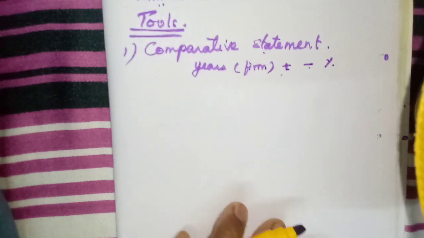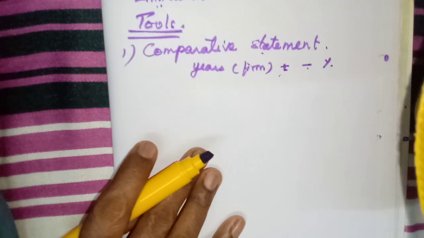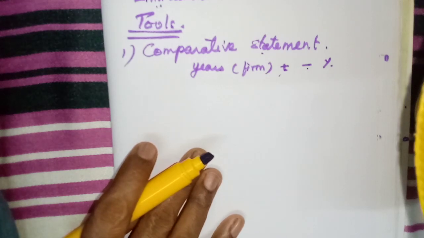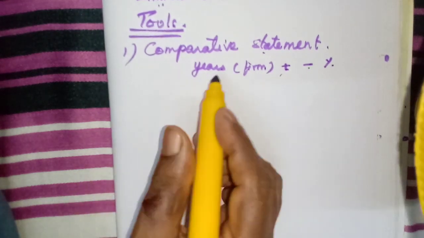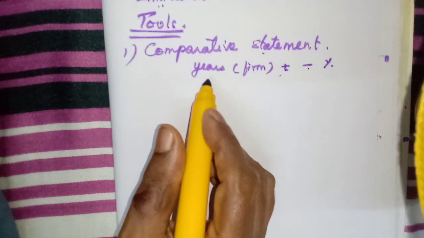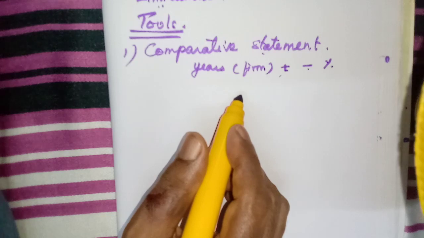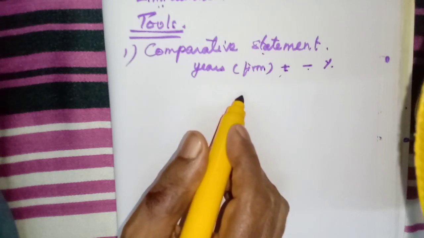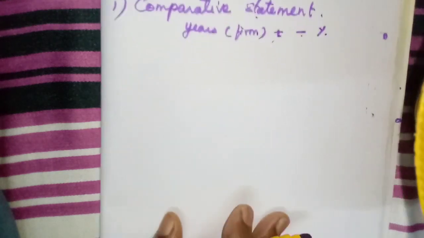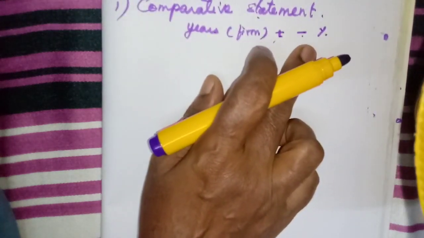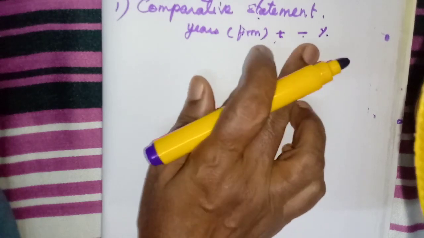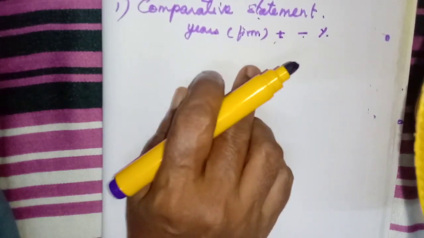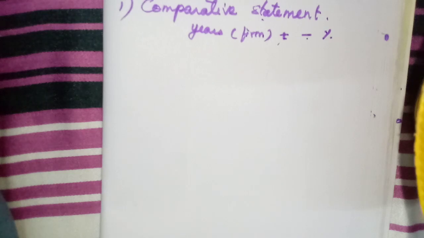Comparative statement. We will see the comparative income statement, and the next one, the comparative statement of balance sheet. Here only the percentage will need a little calculation. If you know how to calculate, it will be very easy. So we will start the exercise.